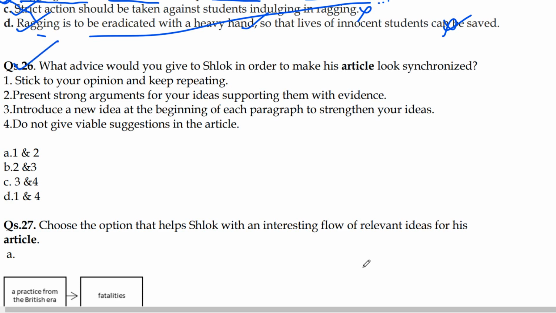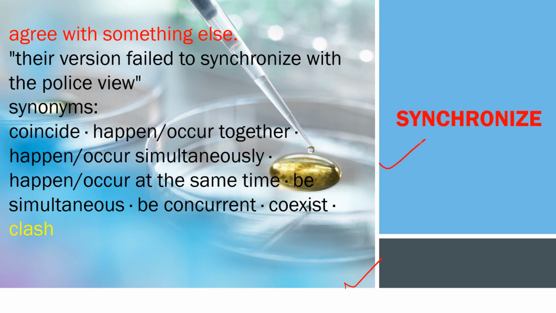Question number 26. What advice would you give to Shlok in order to make his article look synchronized? So what advice can you give to the writer to make his article synchronized? First, let us check what it means. Look at the word synchronize. Synchronize means agree with something else. Synchronization. Their version failed to synchronize with the police view.